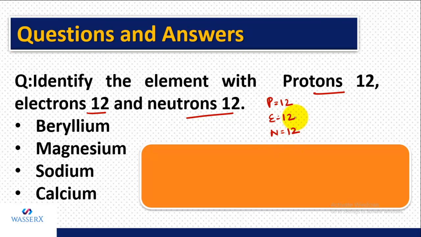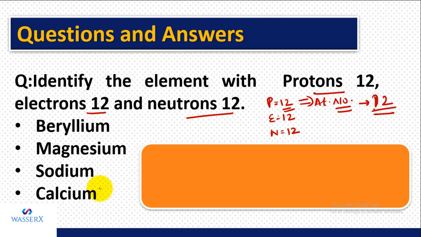So we need to identify the element. How are we going to identify? We are going to look for protons. Protons are 12. 12 means its atomic number is 12. Now, how will you make out which element has the 12th atomic number? So you need to learn them. That is the reason I told you that there might be a few questions where you need to use the atomic numbers which you have learned previously.